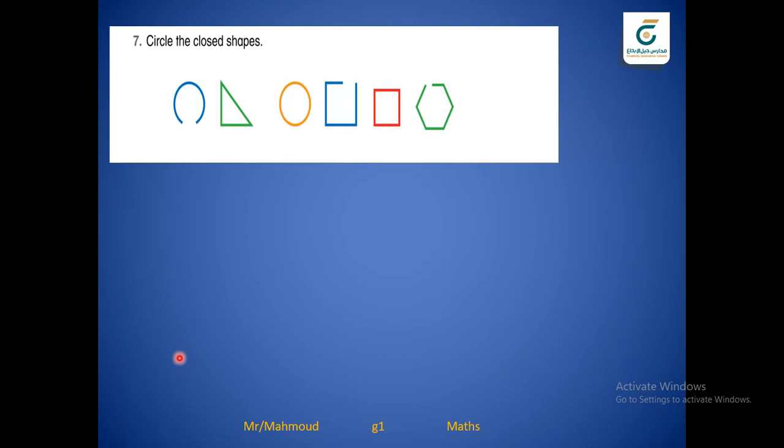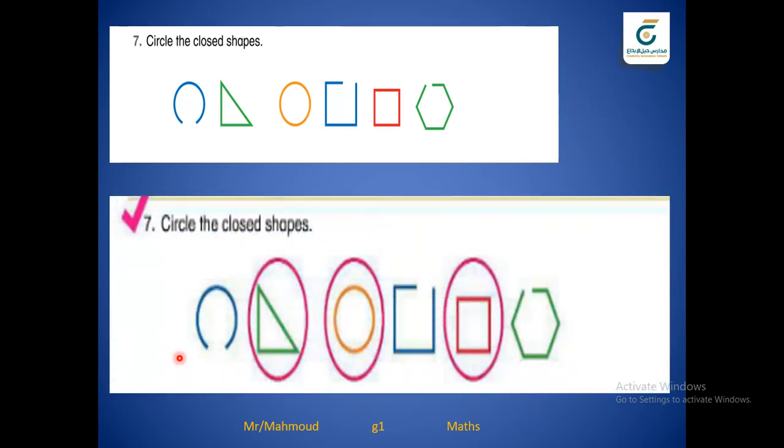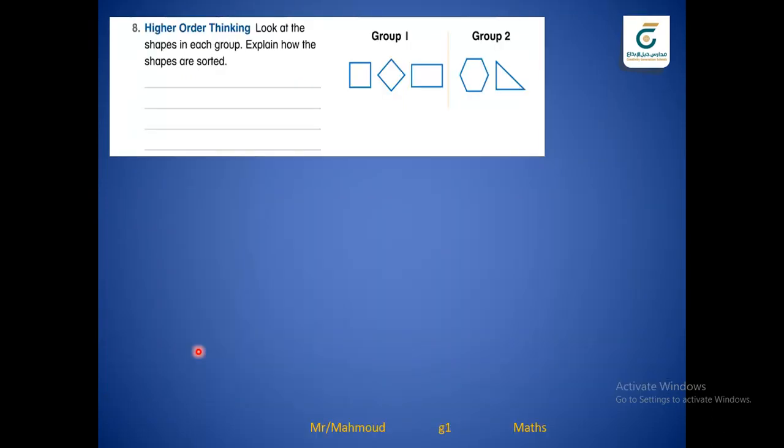They asked me to circle the closed shape. Where is the closed shape here? Yes, we have just 3 closed shapes: triangle, circle, and this square. Another question.